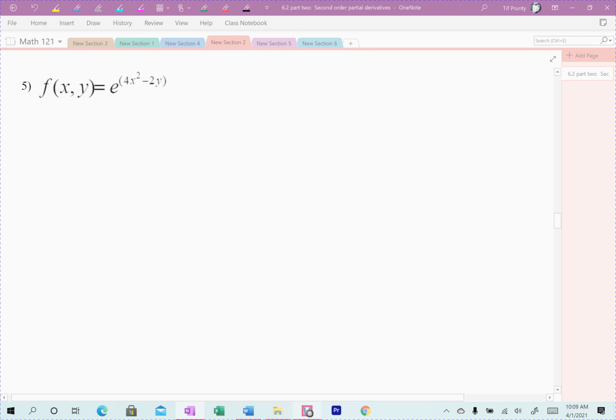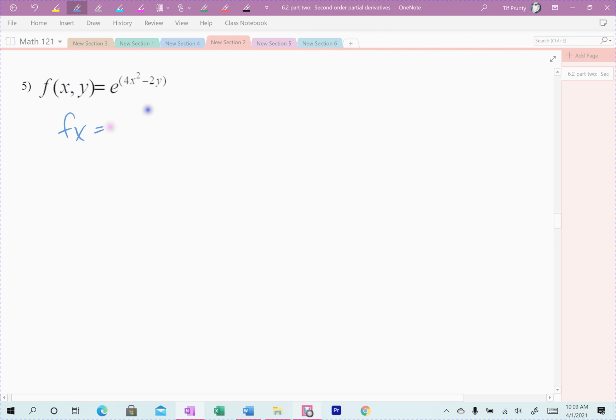Alright, so this is example 5 of finding our second order partial derivatives. So 6 derivatives, first derivatives and second derivatives. Alright, so we've got an e raised to the 4x squared minus 2y. So this involves the chain rule initially. Alright, so first with respect to x.